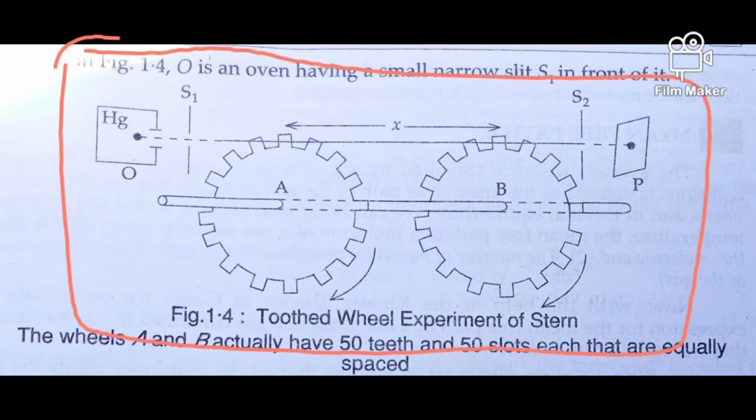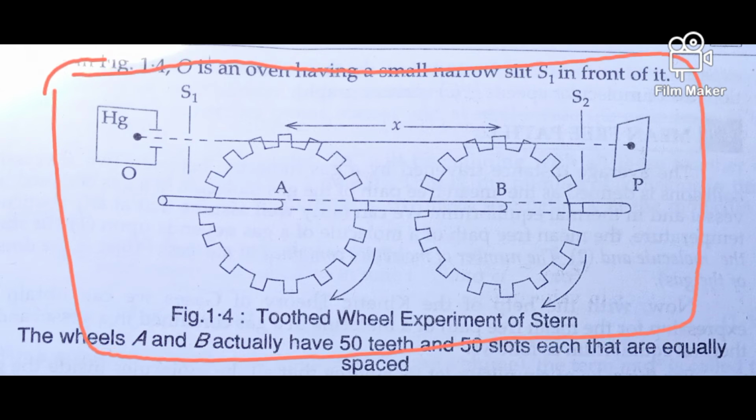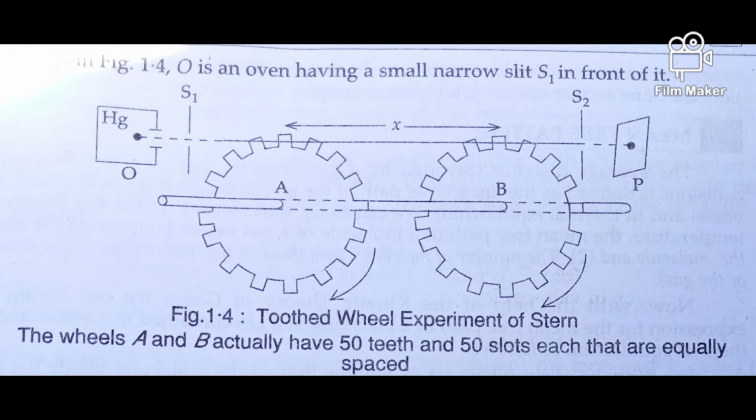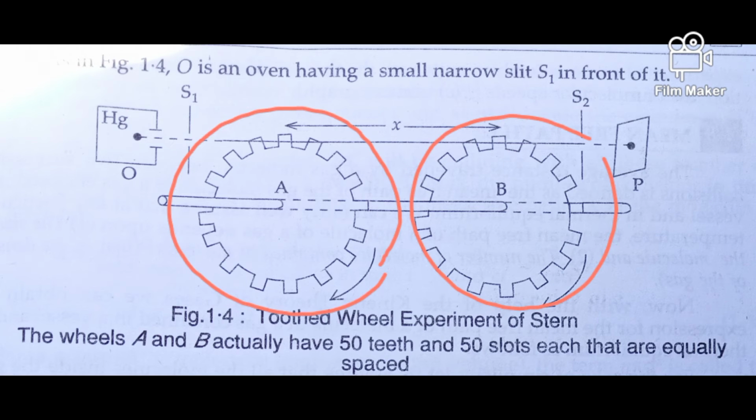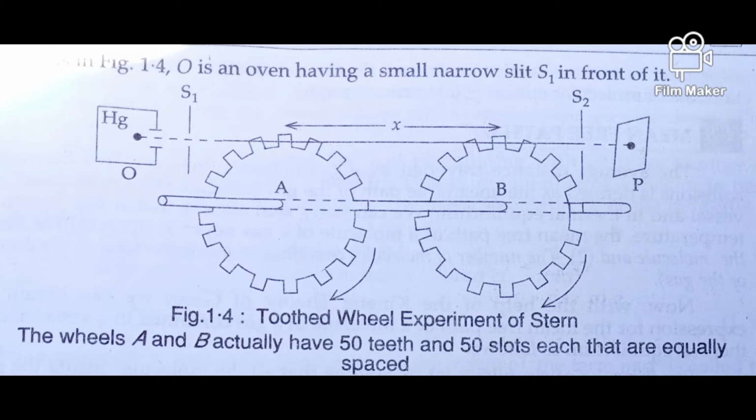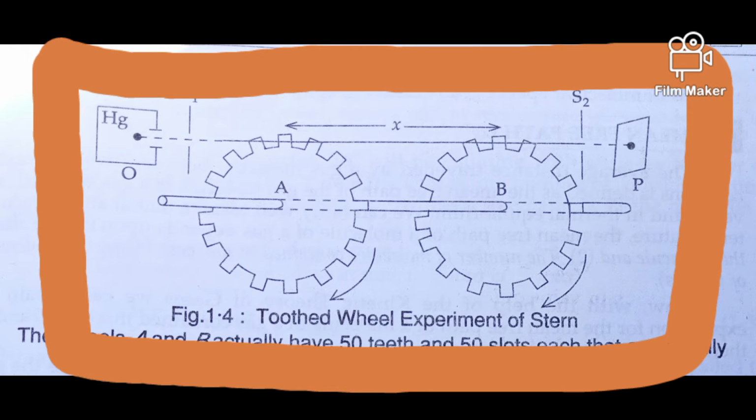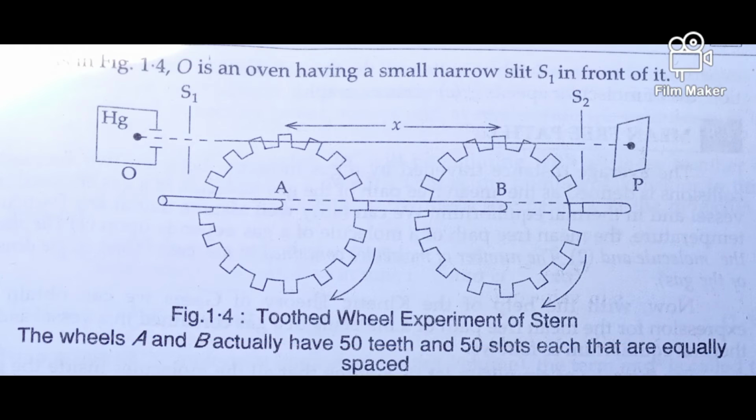You can observe the schematic diagram of the toothed wheel experiment of Stern. In this apparatus, there are two circular metallic wheels A and B, two slits S1 and S2, and an oven. Mercury is taken in the oven, and finally a zinc sulfide screen. All this apparatus is covered with a vacuum box.